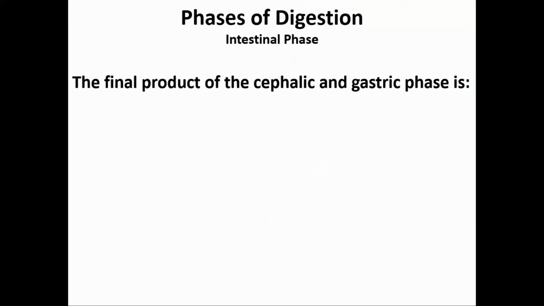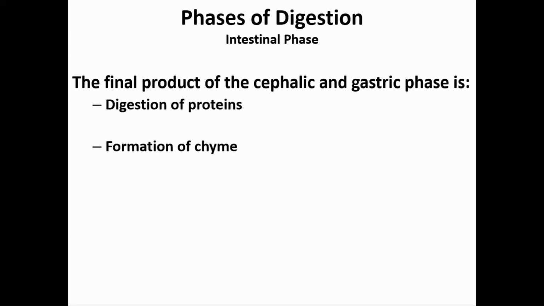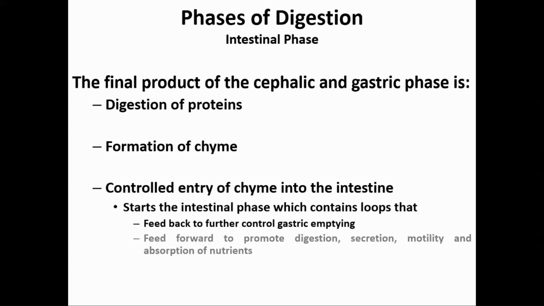So after the cephalic and gastric phase in the stomach, there is the digestion of the proteins, the formation of the chyme, and the controlled entry of the chyme into the intestine. This is the gastric emptying.